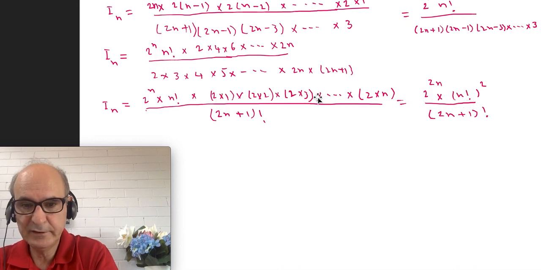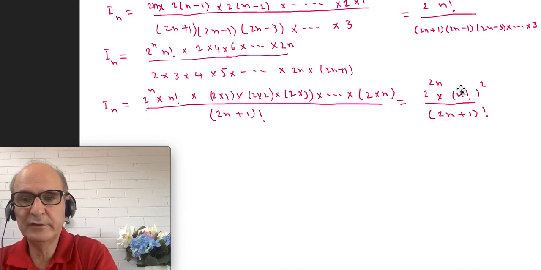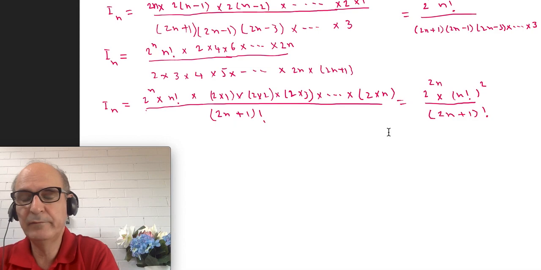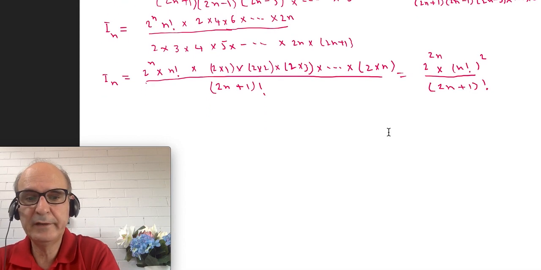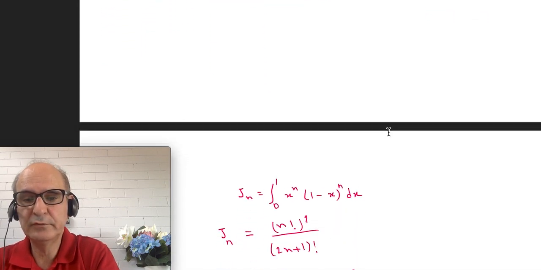So this turns into 2 to the power of n times n factorial. So as a result, you've got n factorial squared, and 2 to the n times another 2 to the n becomes 2 to the 2n. And that is the solution to this part.